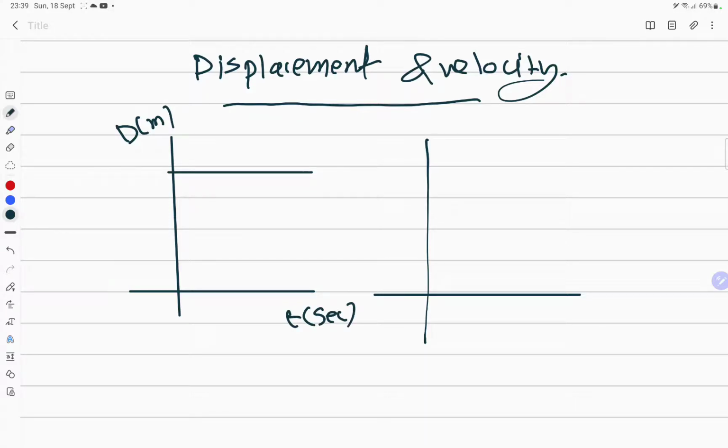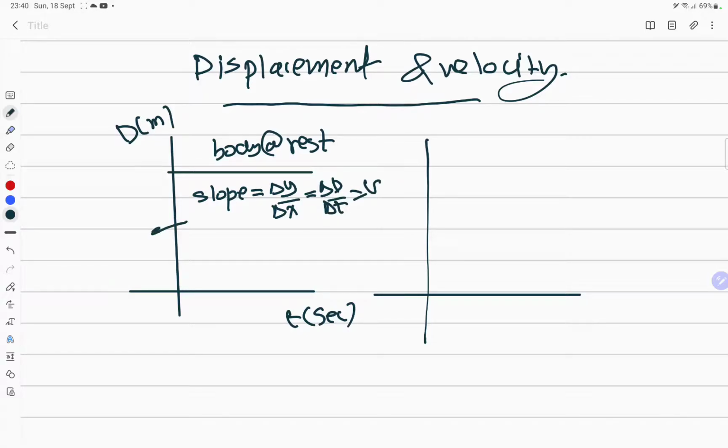In the first graph here, the body is at rest, of course. It means that it is not moving. And the slope, that's equal to delta y over delta x, which is delta d over delta t, and that's equal to velocity. So in this case, there is no velocity since the slope is equal to 0. Remember, in the displacement-time graph, the slope is velocity, and this one is equal to 0.